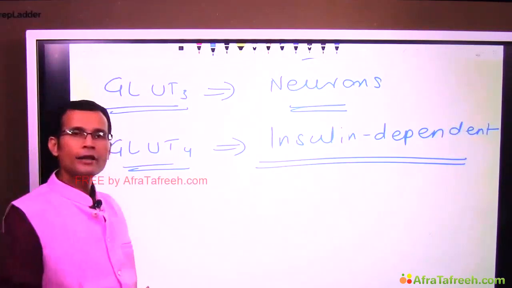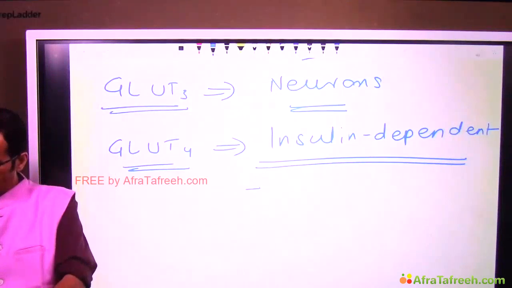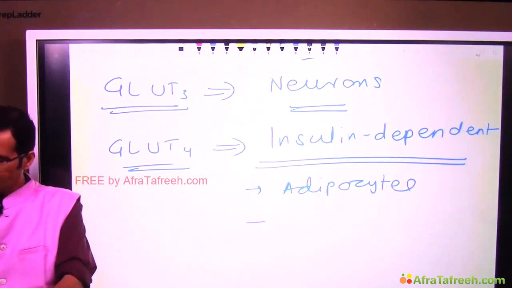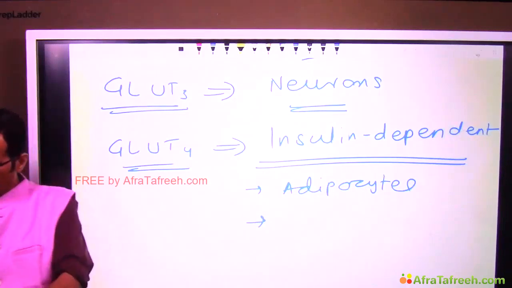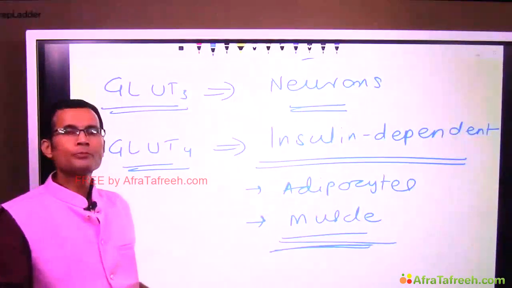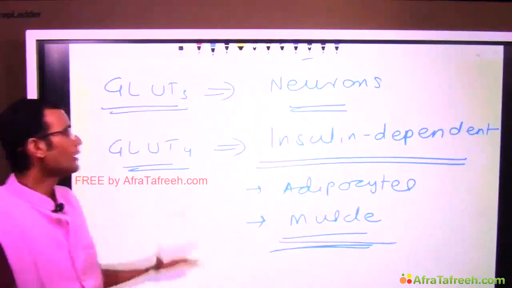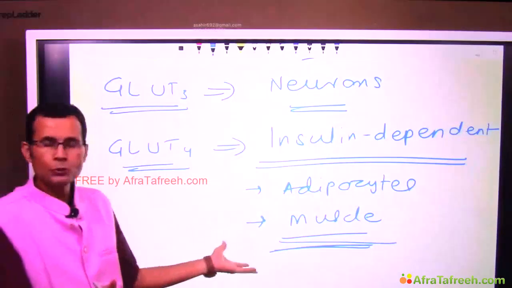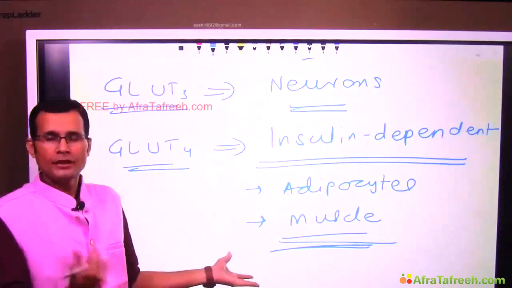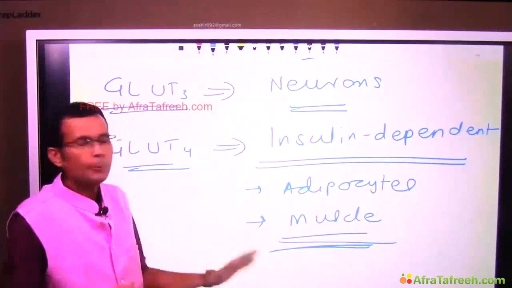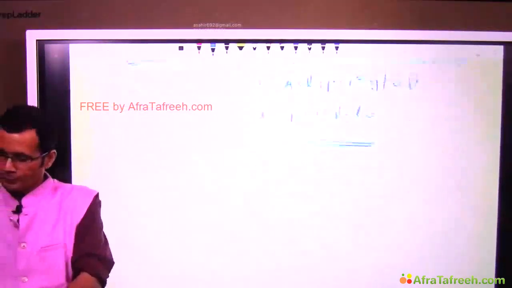Right? And therefore this is present at two places: adipocytes, fat cells, and the muscle. The skeletal muscle and the adipocytes, these two are the tissues which are dependent on insulin for glucose entry, because these two tissues and their cells have GLUT4, which is insulin dependent glucose transporter.